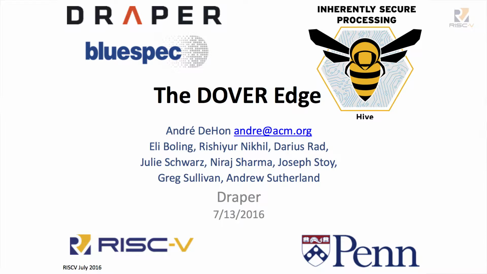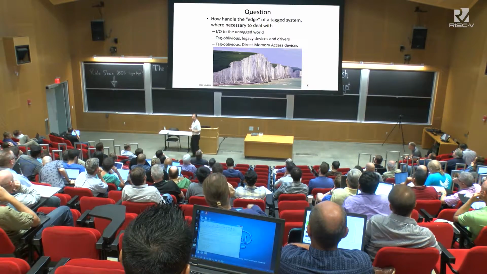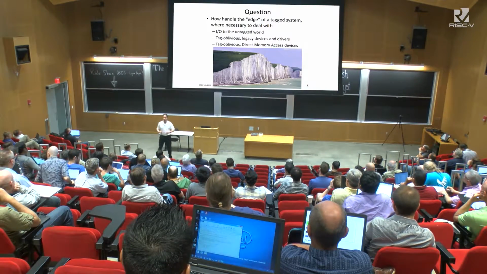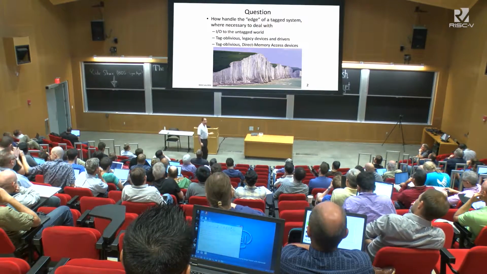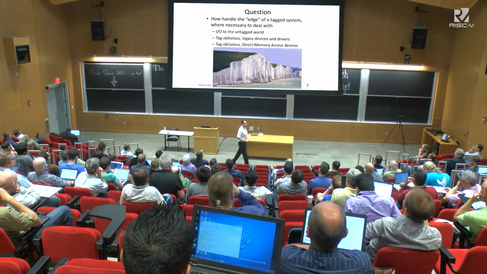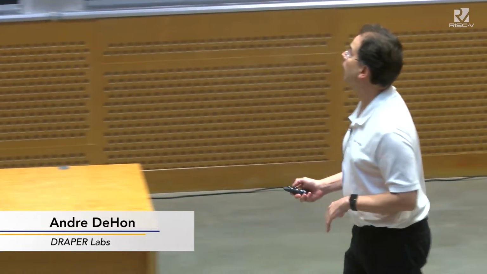Okay, the specific question I'm going to look at today is how do we handle the edge of our metadata tag systems, where we have to deal with sort of raw, untagged data. We may have legacy devices that haven't been designed to speak tags directly, and we may have this sort of legacy DMA that would like to write into our memory system but doesn't know anything about tags. So that's what this talk is going to focus on.